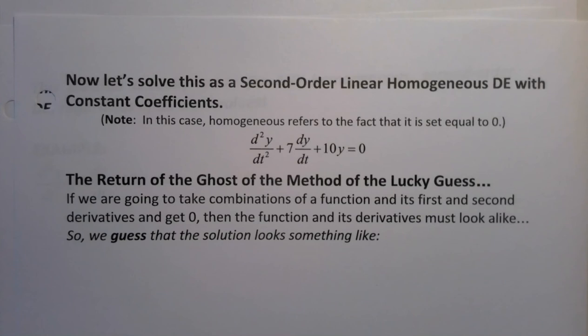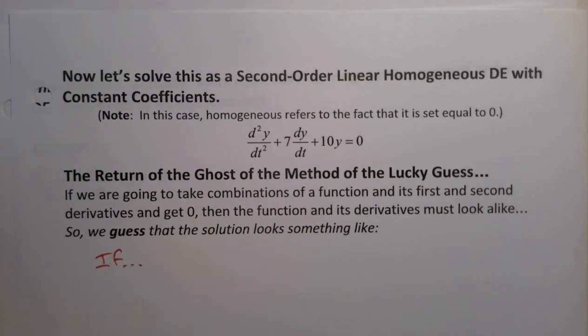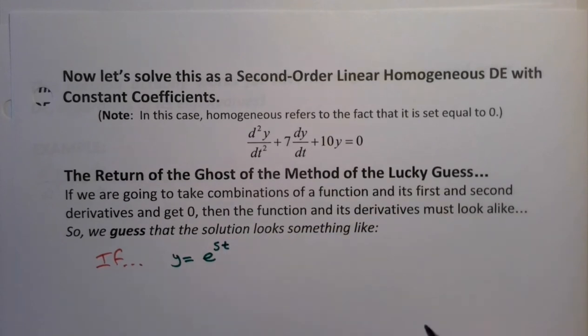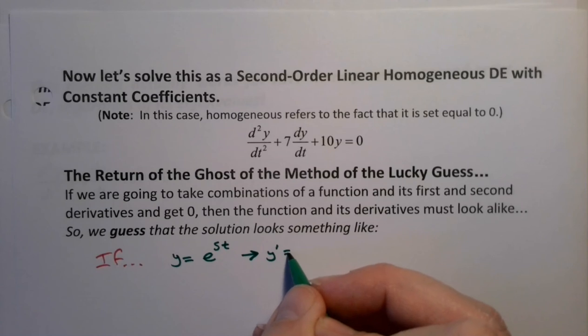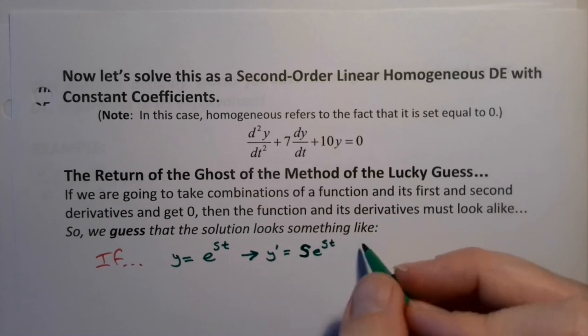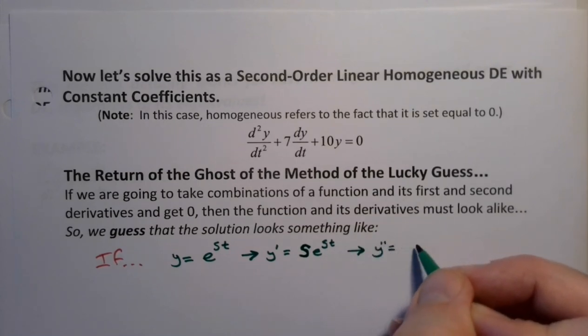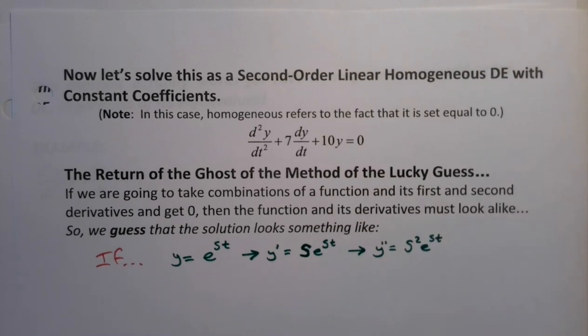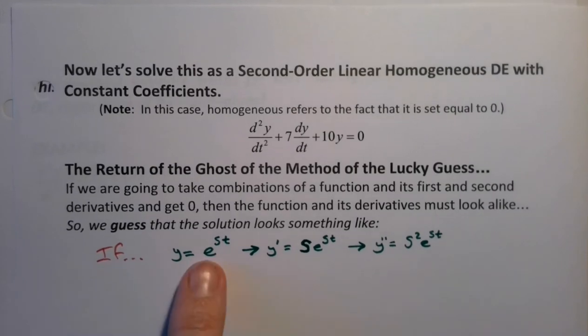If you remember from before, the lucky guess method said, if we're able to guess what a generic solution looks like, for example y equals e to the st, that means our y prime, if you take the derivative of that, should be s e to the st. And the second derivative would be s squared e to the st. So we have our first derivative and second derivative based on our guess, if this is our guess, that's our y of t.